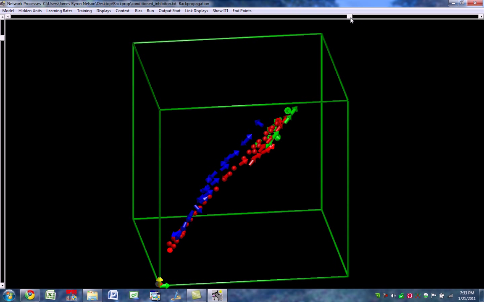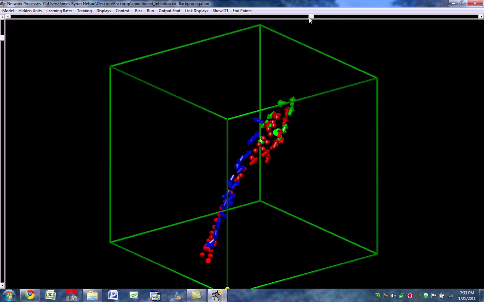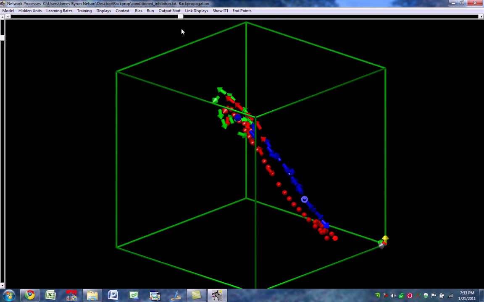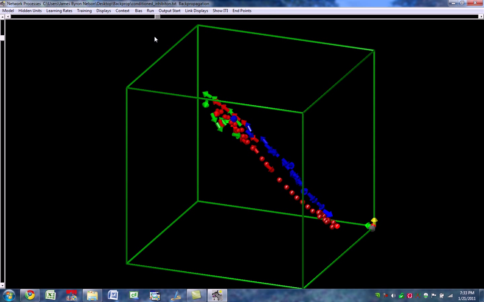Here are all the points together. So you can actually observe the path of learning that it took. Sometimes that can be informative.